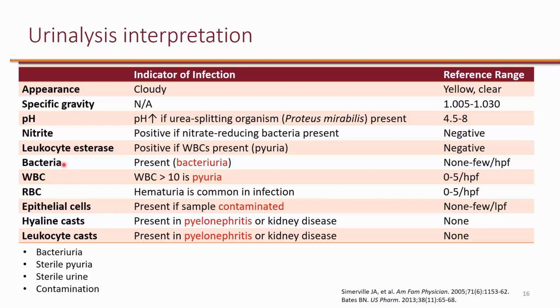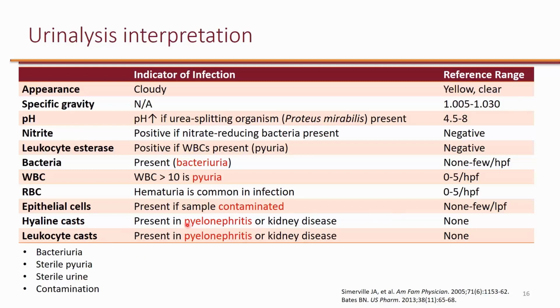doesn't really have bacteriuria, but it got contaminated. And the only way to distinguish that is by actually doing a urine culture and seeing if we can grow actual bacteria. But epithelial cells are what you look for to see if the sample is contaminated. And then if you have casts, there are different types of casts that are used to assess kidney function.